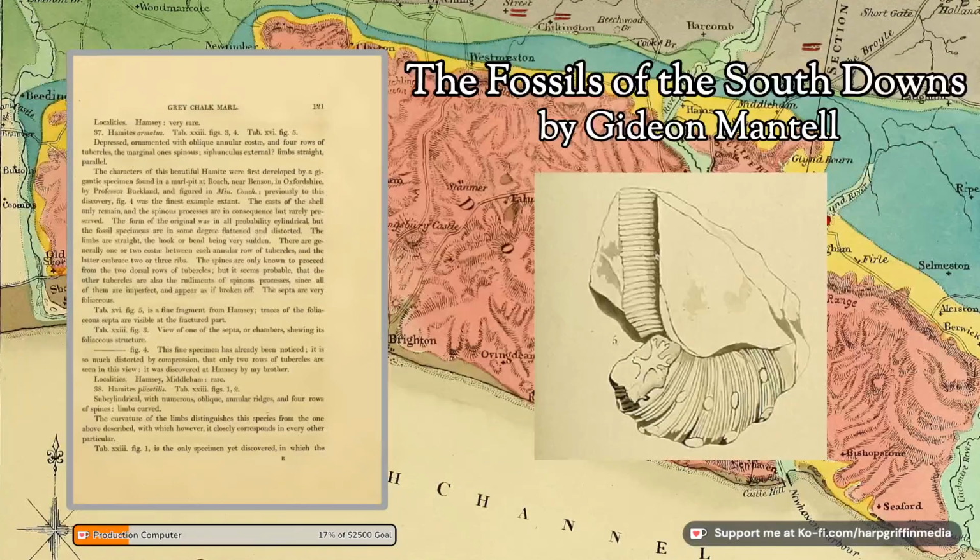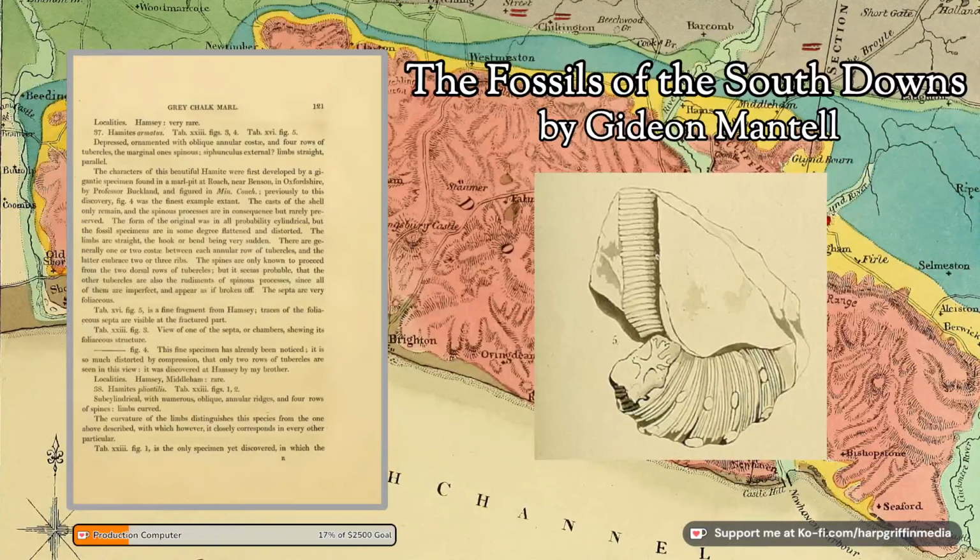The limbs are straight, the hook or bend being very sudden. There are generally 1 or 2 costae between each annular row of tubercles, and the latter embrace 2 or 3 ribs. The spines are only known to proceed from the 2 dorsal rows of tubercles, but it seems probable that the other tubercles are also the rudiments of spinous processes, since all of them are imperfect and appear as if broken off. The septa are very foliaceous.